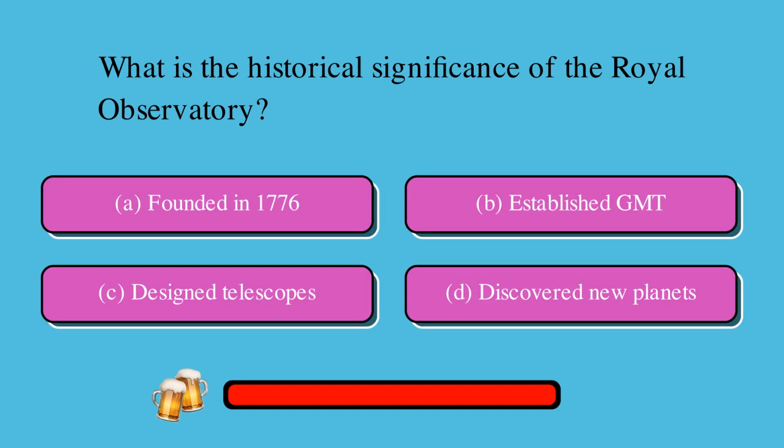What is the historical significance of the Royal Observatory? Is it A, founded in 1776, B, established GMT, C, designed telescopes, or D, discovered new planets? The correct answer is B, established GMT.